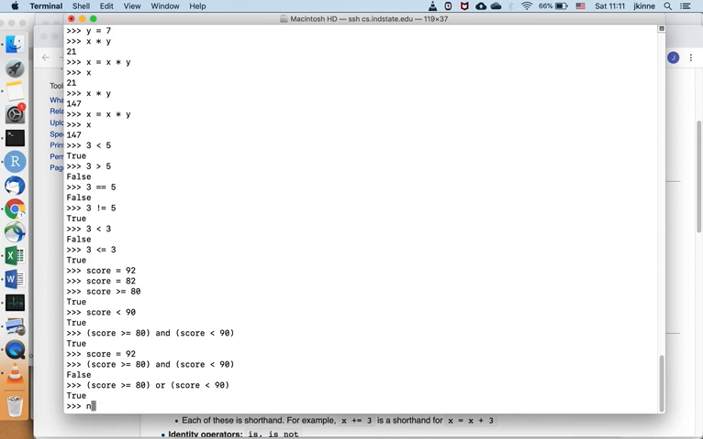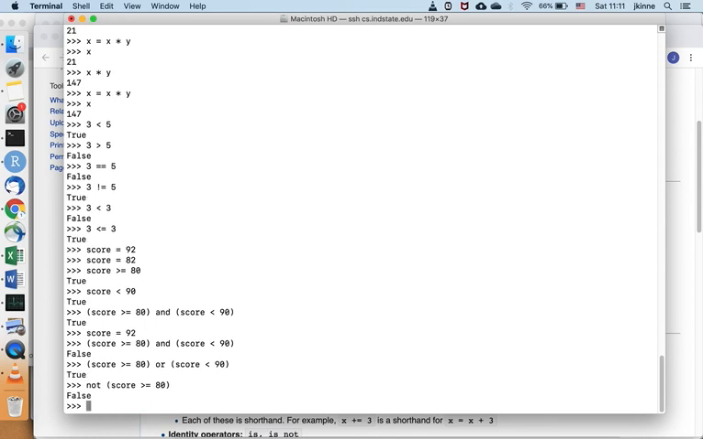There's also NOT. So NOT just flips the answer between true and false. All right, so we go inside the parentheses. Is score at least 80? It is, so this would be sitting here, and that would be true. Now the NOT will flip the answer. False.